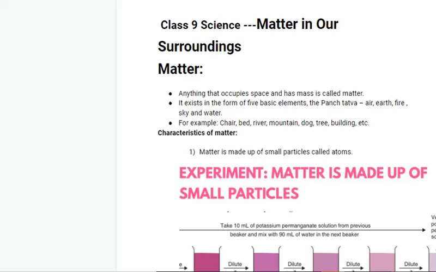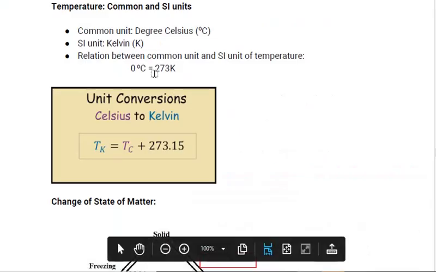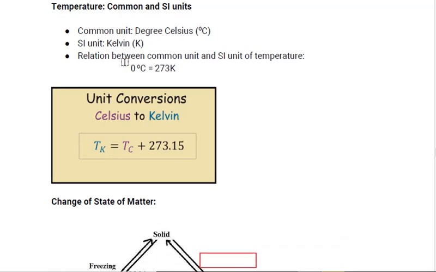Our topic is matter in our surrounding. We have read about this. We have prepared notes of this chapter, and a few topics we have also finished. What is matter? What are the characteristics of particles of matter? That we have finished. I think you have read it well, and if you have any confusion, you can ask by message in the WhatsApp group.